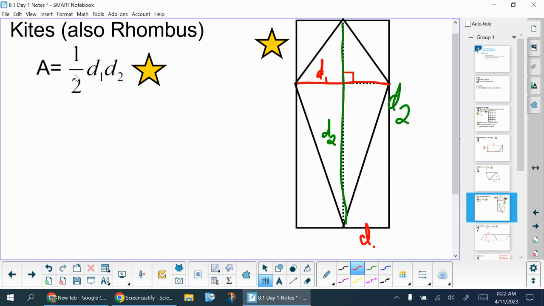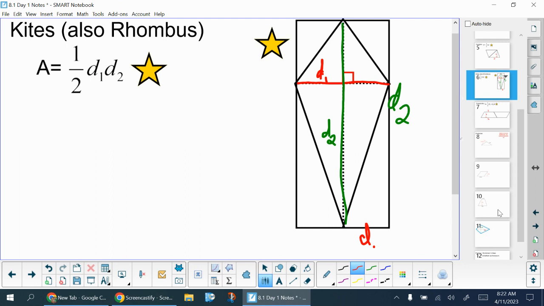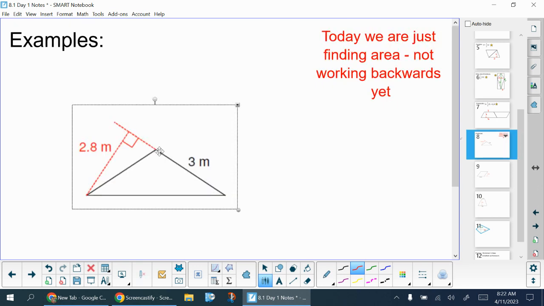And that's why you see a lot of those 1/2s in there. So if you ever see that 1/2 in an area formula, that's where that's coming from. So I just would want to do a couple of quick examples here. You've been finding areas probably since elementary school, but just a quick example.